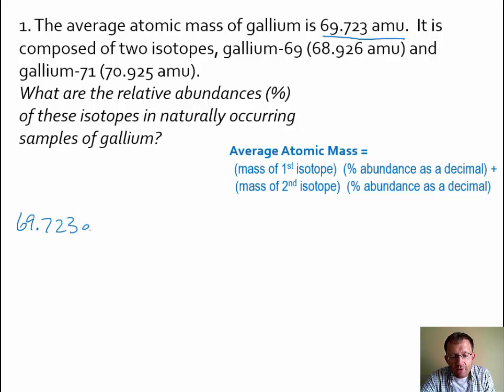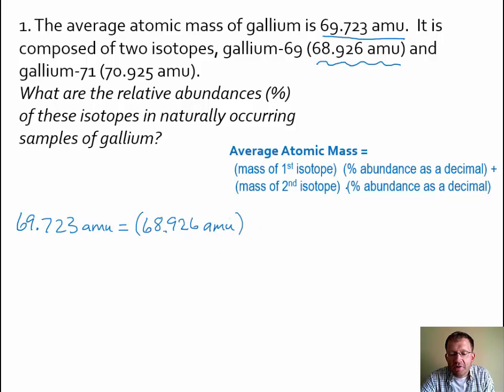69.723 AMUs is my average. I set that on the left side of the equation all by itself. On the right side of the equation, I need the mass of the first isotope times its percent as a decimal. While the mass of the first isotope is given to me here. It's that precise parenthesis value for gallium-69. We're going to use it as 68.926 AMUs. That's my first isotope's mass.